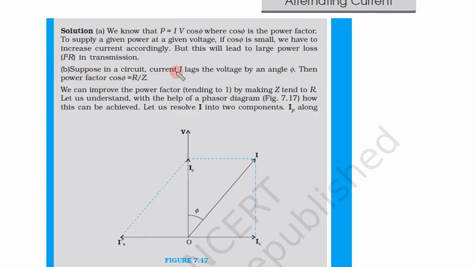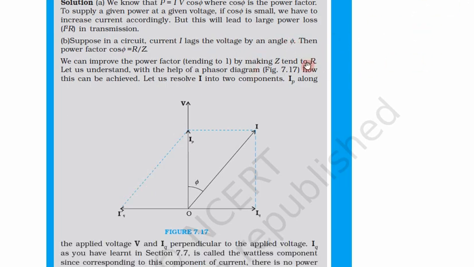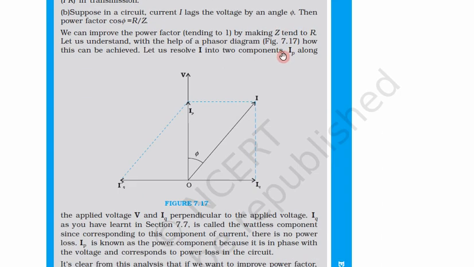Suppose in a circuit, current I lags the voltage by an angle phi. So what we are doing now is adjusting this power factor. This current I is lagging the voltage. We have assumed that current is lagging, which means the current is at angle phi clockwise to the voltage. So this is our voltage and this is our current. Now this current is lagging. We have assumed this case.